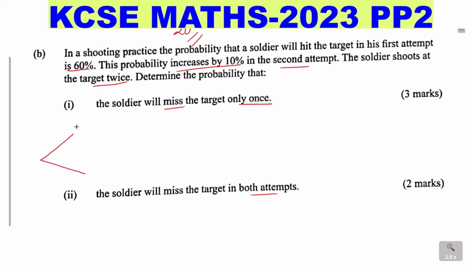So that is hitting the target and missing the target, and it is twice. So we shall have 2 branches. This is the second attempt, hitting, not hitting the target. Here we have hitting the target, not hitting the target. So the probability in the first attempt, this is the first attempt, and the second attempt is the second branch here. Target is 60%, and 60% is 60 divided by 100.